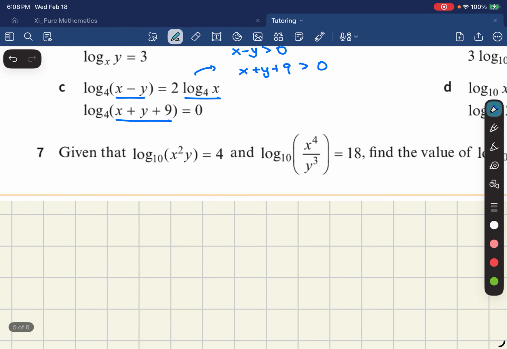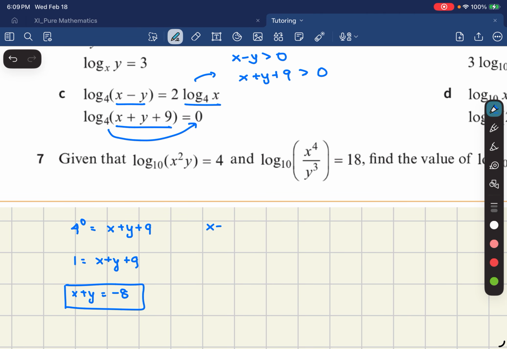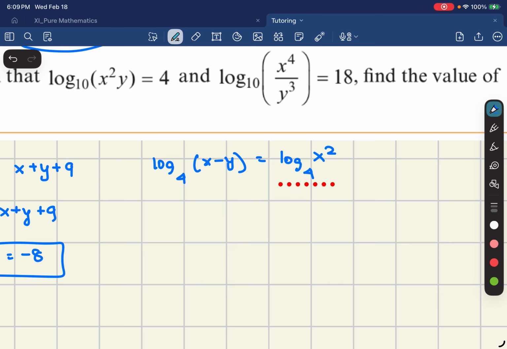Now we can go on about our usual process of simplification. 4 raised to the power 0 is going to give me x plus y plus 9. So 1 is equal to x plus y plus 9, and x plus y is negative 8. So that is what I get from my second equation. From my first equation, I can see that log base 4 of x minus y is equal to log base 4 of x squared, if I put this as the exponent. So x minus y is equal to x squared.